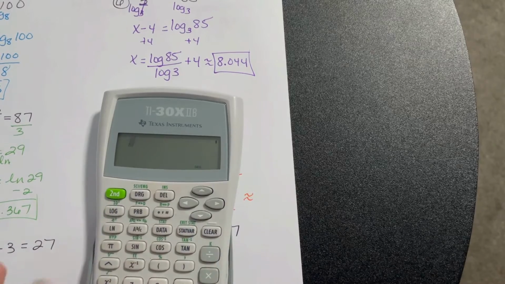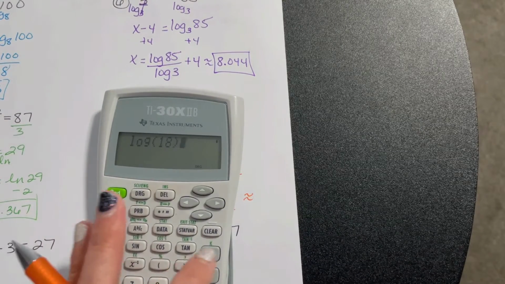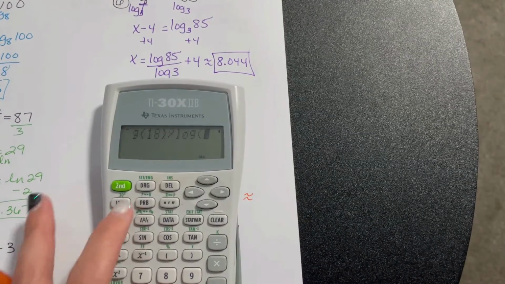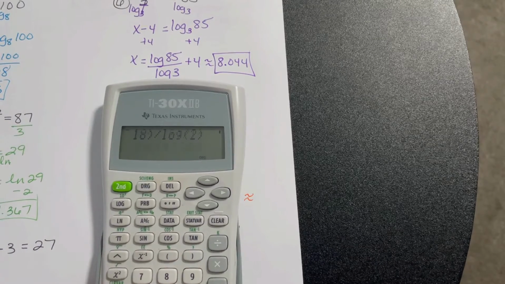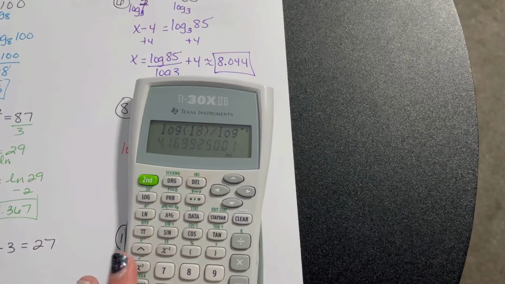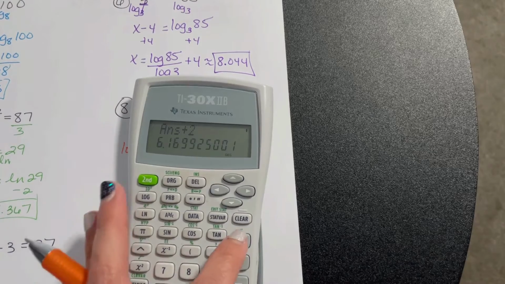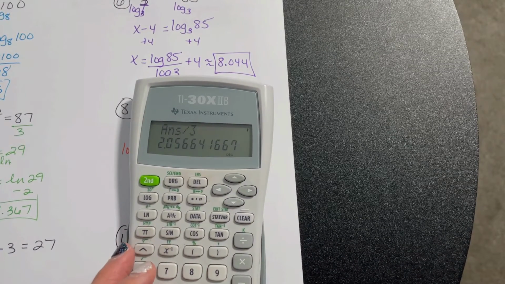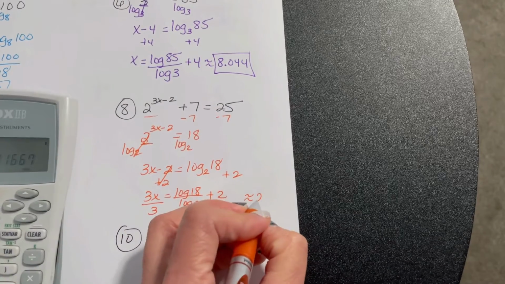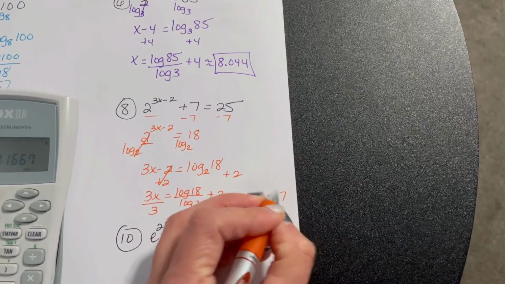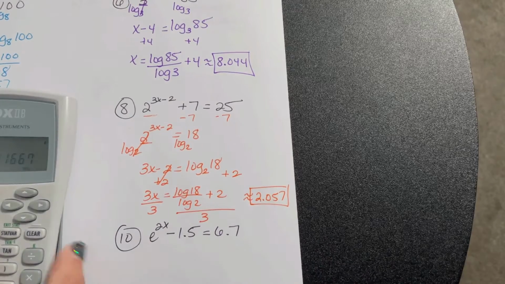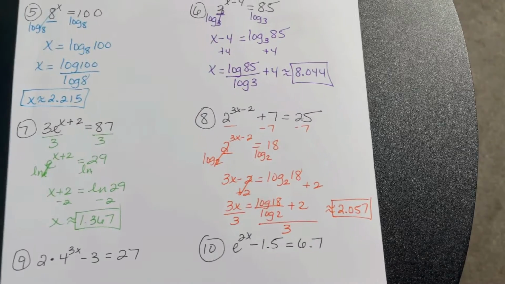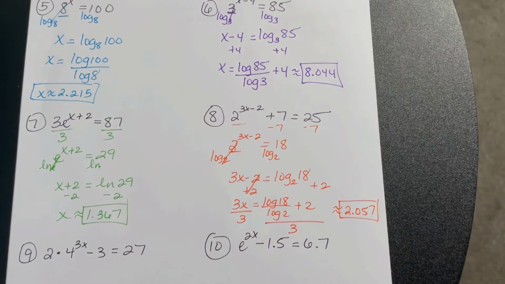Okay, so I'm just doing one thing at a time. So log 18 divided by, it was log 2, enter. And then add 2, so plus 2, enter. Divide by 3, enter. So 2.057. See all these steps that are involved? I should see all those kinds of steps.